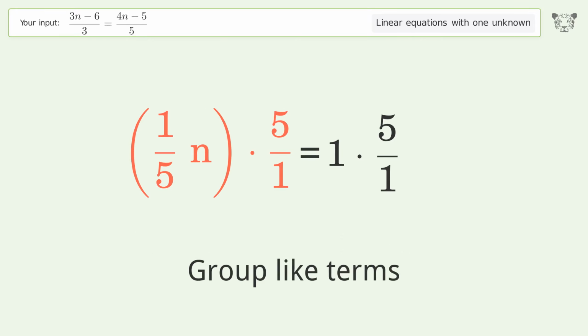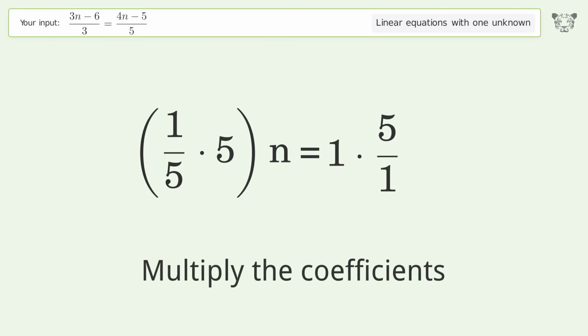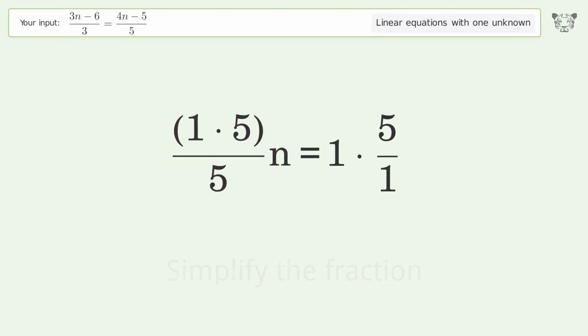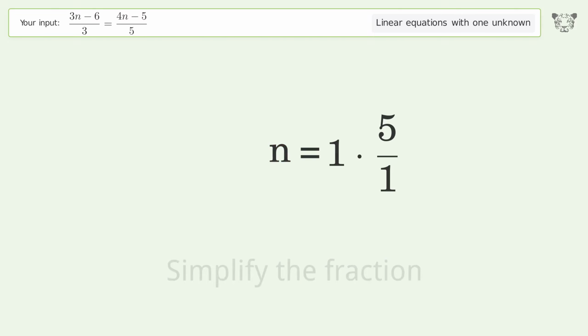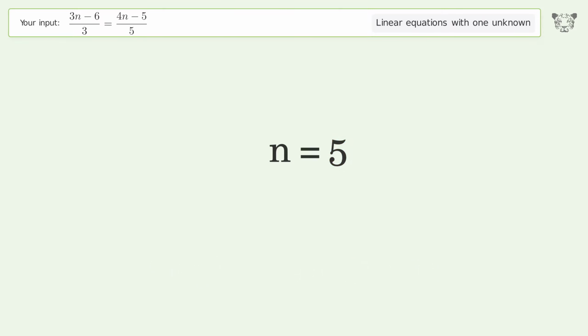Group like terms. Multiply the coefficients. Simplify the fraction. Simplify the arithmetic. And so the final result is n equals 5.